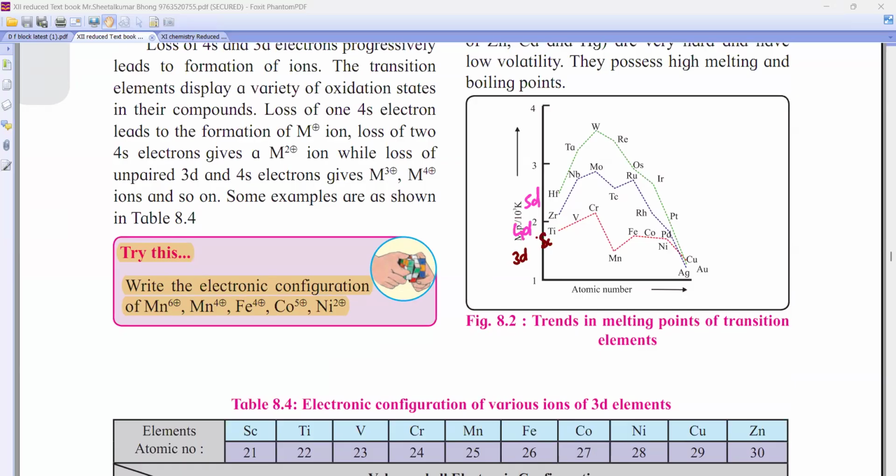So in 3D series, who should have the highest melting point, can you see? अरे बेटा, it has maximum unpaired electron or not? Tell me, Zia. Yeah, I understood, Probin.